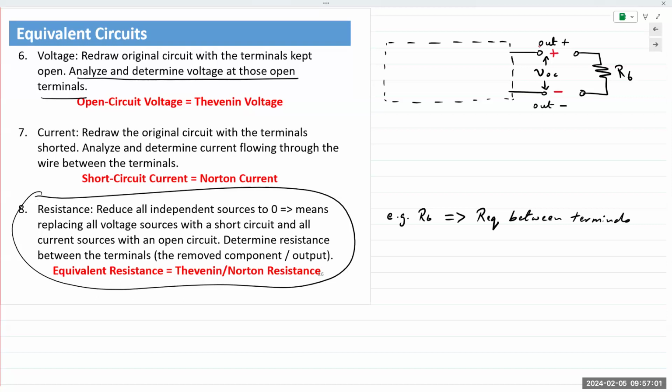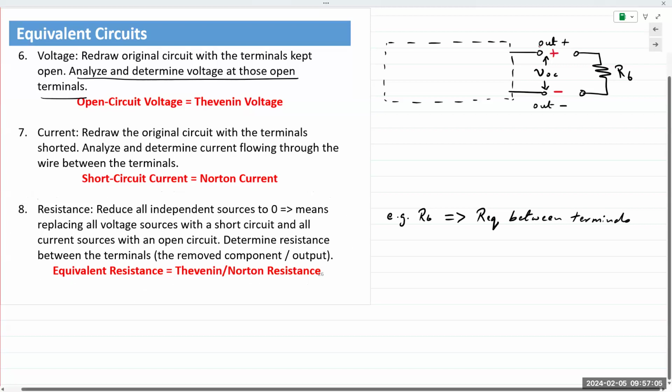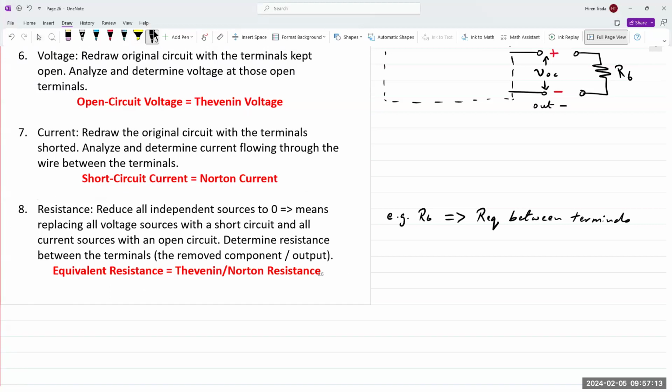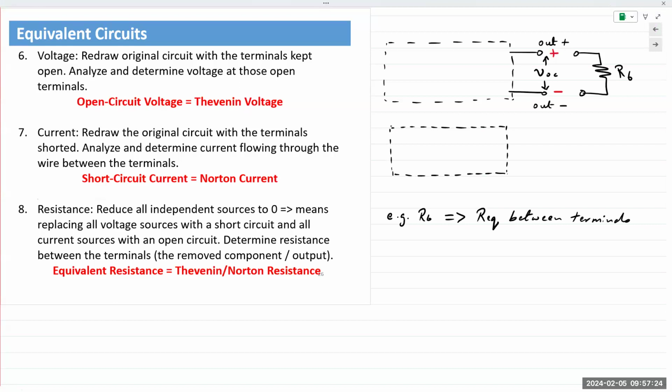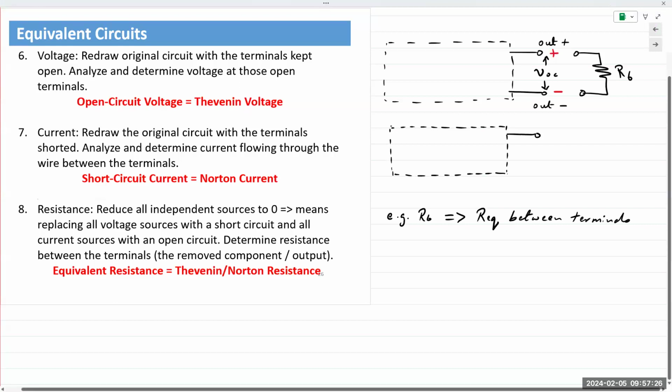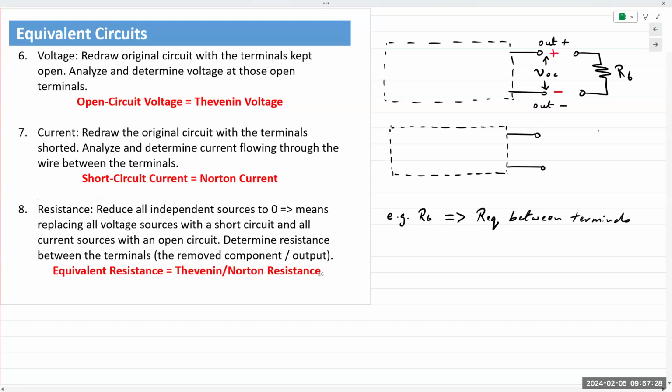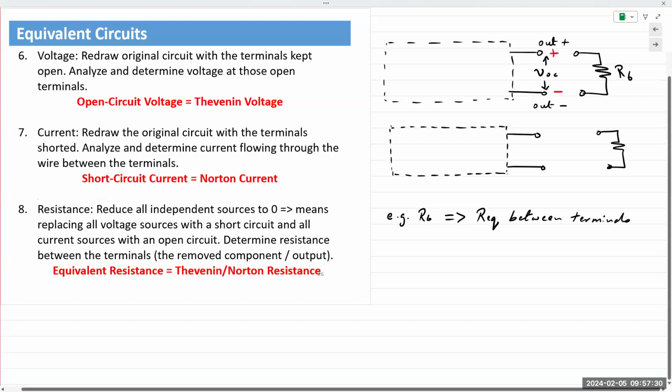Then the third one is mesh current, and well, not mesh current. The third one is Norton current. And for Norton current, what you're going to do is you're simply going to take the output terminals and place a short between them. Current needs a pathway to flow through. So if you want to analyze this circuit, you have to place a short circuit for the current to flow through.